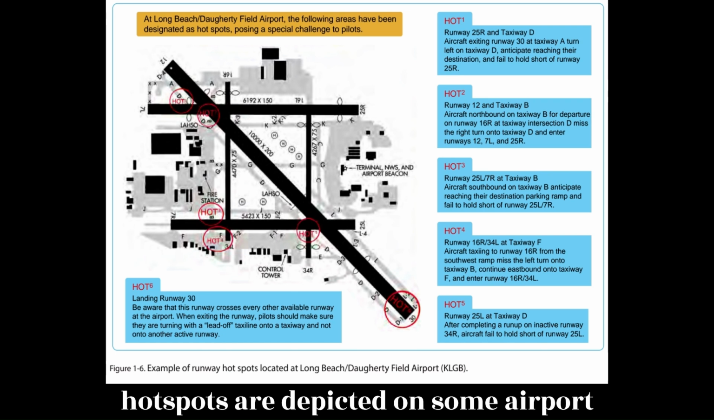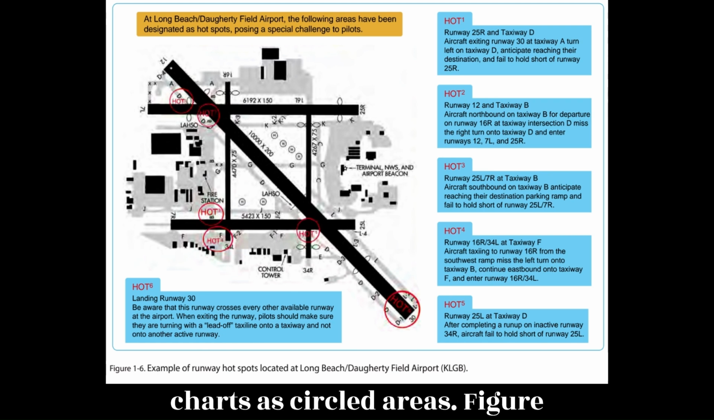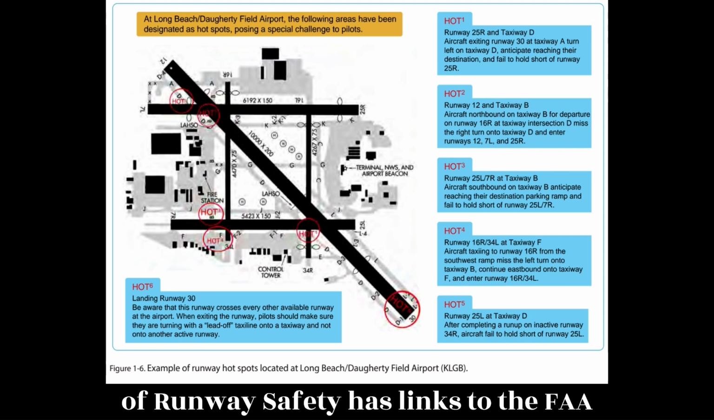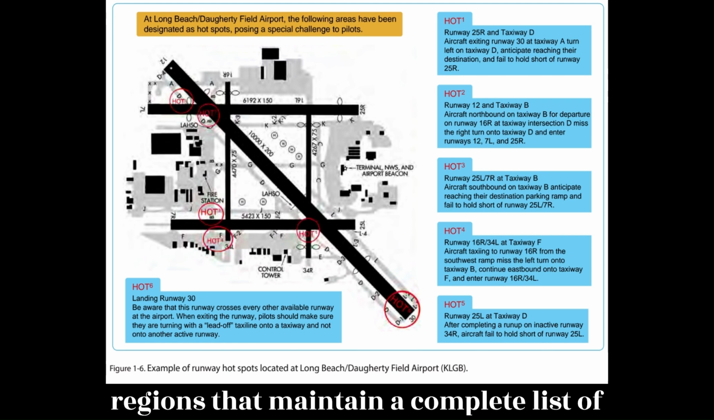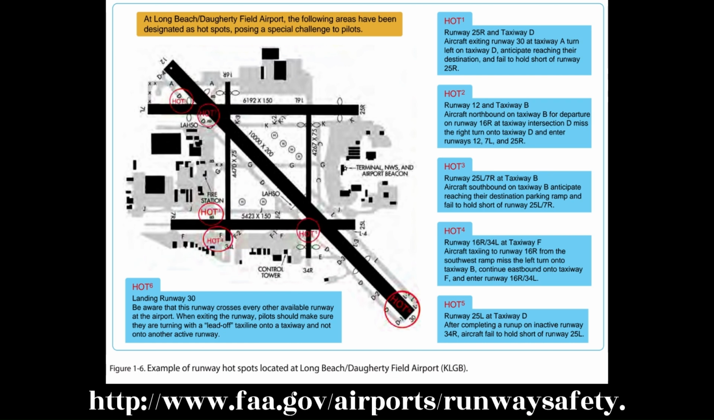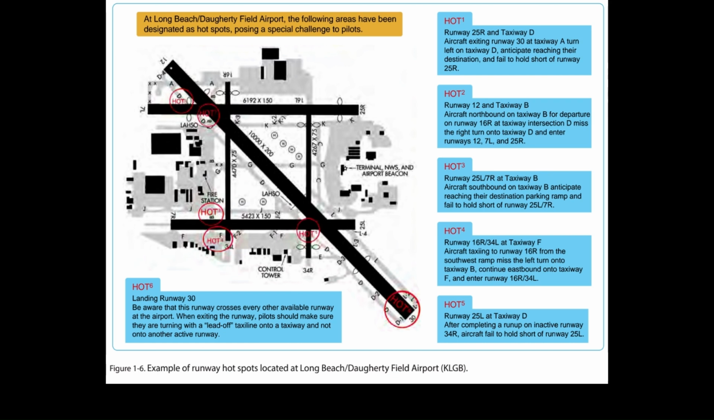These hotspots are depicted on some airport charts as circled areas. Figure 1.6. The FAA Office of Runway Safety has links to the FAA regions that maintain a complete list of airports with runway hotspots at http://www.faa.gov/airports/runway_safety.